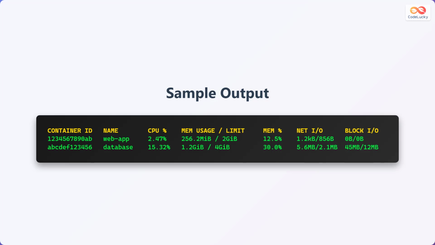Here's an example of the output you might see from the docker stats command. The output includes the container ID, name, CPU percentage, memory usage and limit, memory percentage, network input-output, and block input-output statistics for each container.